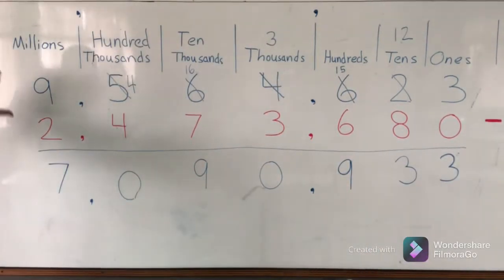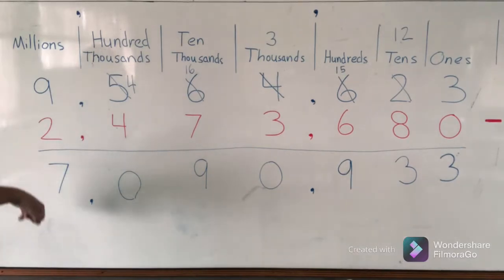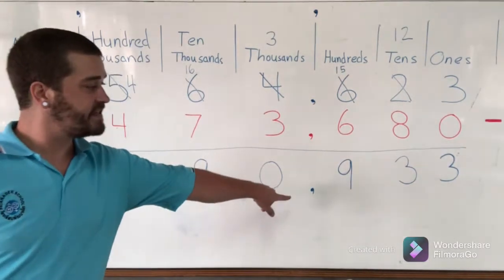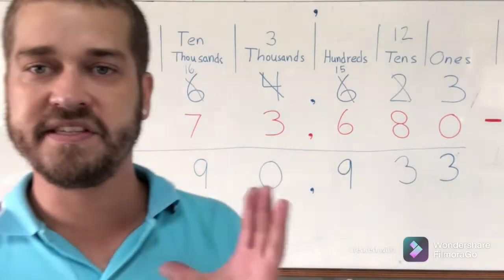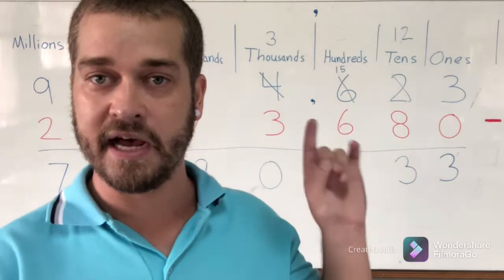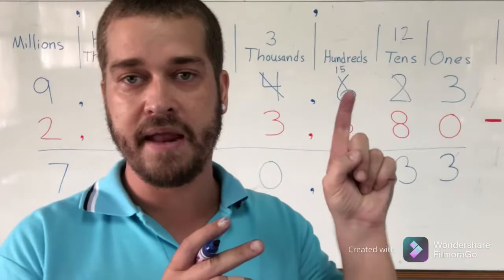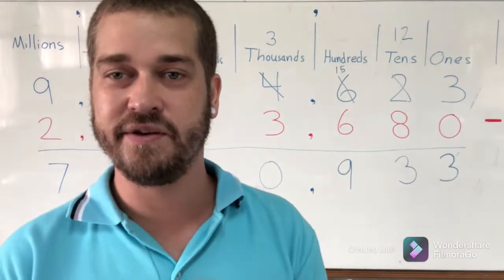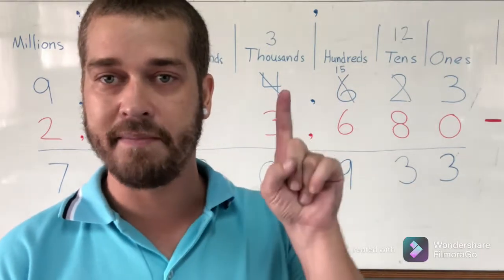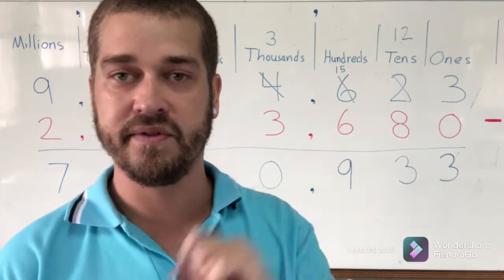So if we subtract this number from this number, we end with 7,090,933. Okay? Now, the point of me stopping so many times is just so you can understand that we take one from one column and give it to another. This might start to make sense to you a little bit later, but for now, just remember we're going to borrow from the one right next to it and give it to the smaller one.